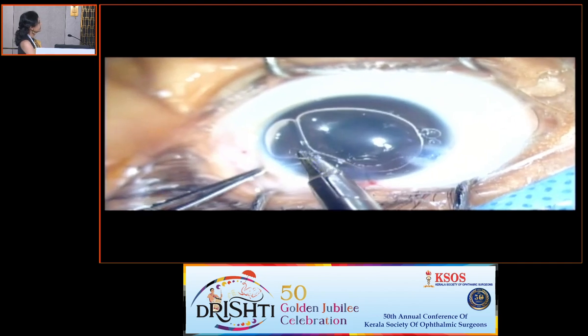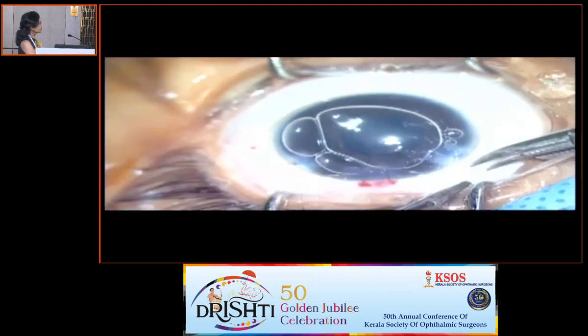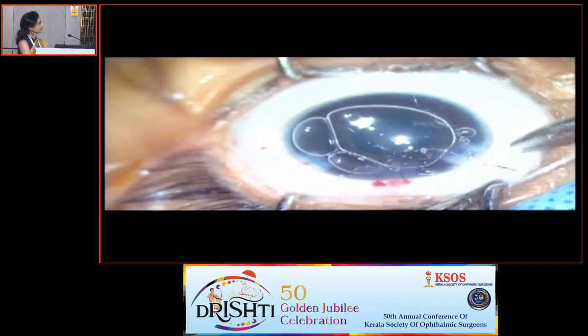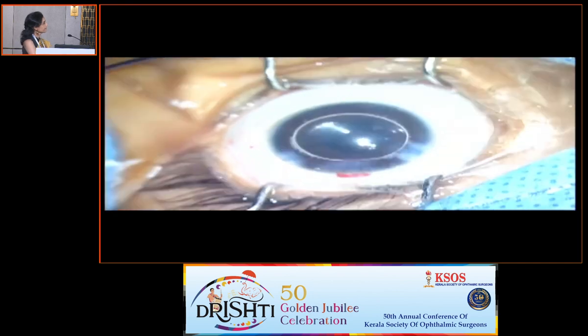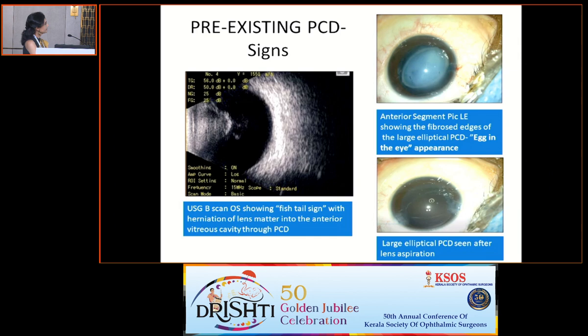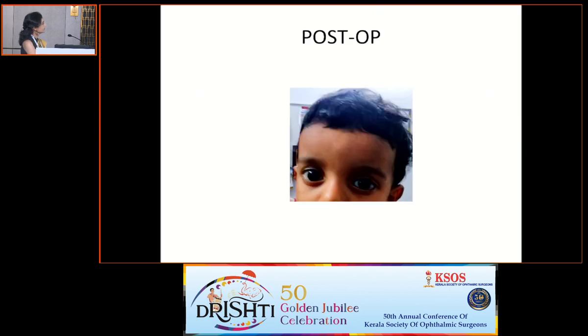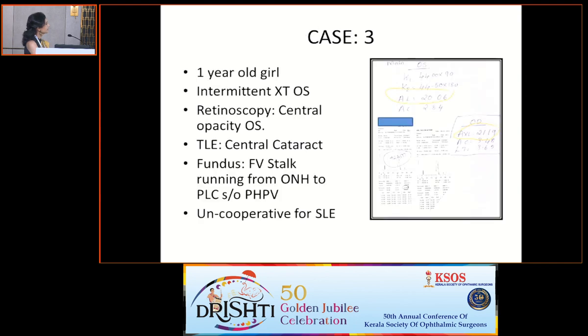So here you can see the eye being sutured with 10-0 polyglactin sutures. The child did very well. The pre-existing posterior capsular deficiency signs would be a conical protrusion of the posterior capsule with prolapsed lens matter into the anterior vitreous. And here you can see the child maintaining good alignment and a clear visual axis.